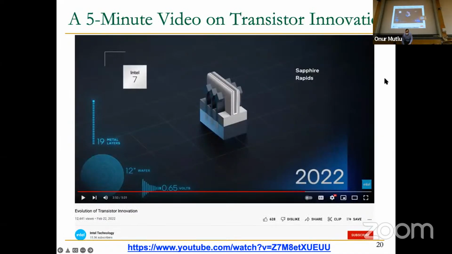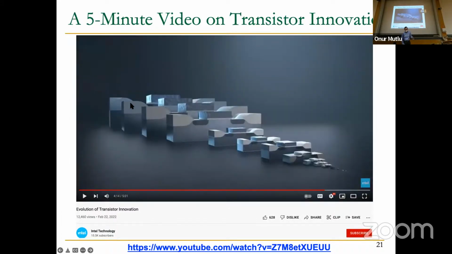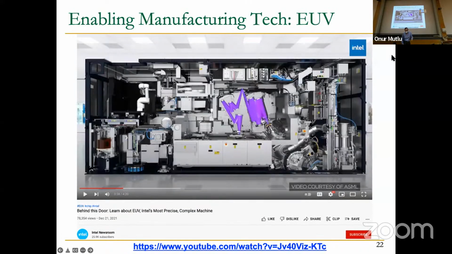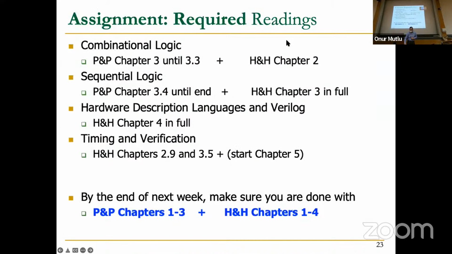And if you're interested, as I mentioned yesterday, you can look at these videos that actually talk about Moore's law and more. And this is essentially a very pictorial representation of Moore's law, in my opinion, that shows how transistor sizes are reduced. And these machines are the enablers of Moore's law, basically, that enable reducing the size of the transistor.